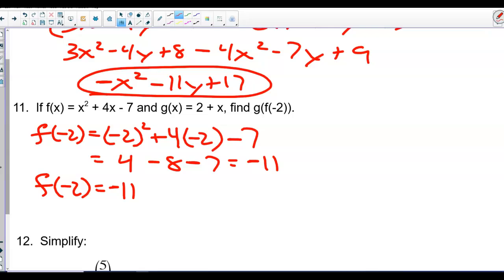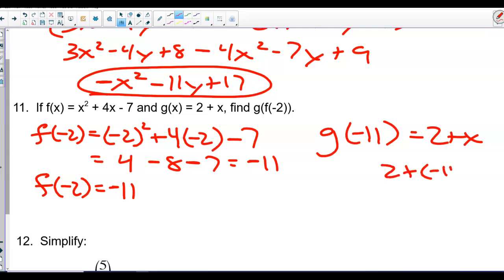So now I'm going to do g of negative 11. I can substitute negative 11 in for f of negative 2. And that's simply 2 plus a negative 11. My answer is negative 9. There's my answer.